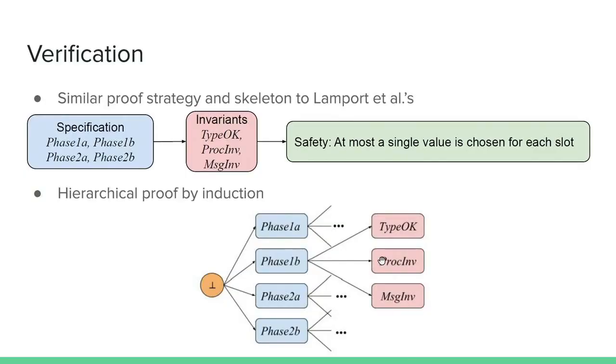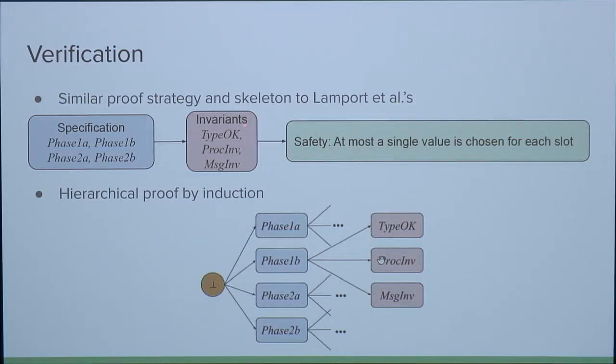And when it comes to the proof, it's just the usual hierarchical style of proofs. From the specification, we say that the specification implies a bunch of invariants, and these invariants then imply safety. The proof is a hierarchical proof by induction for each action, and for each action, each invariant. That's it. Nothing complicated there. It's just that the proof is much more complex because we now have more complex data structures.